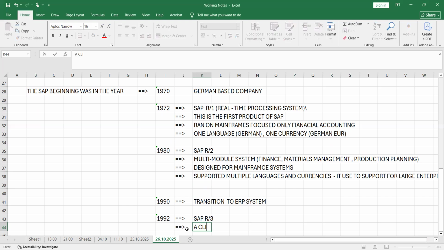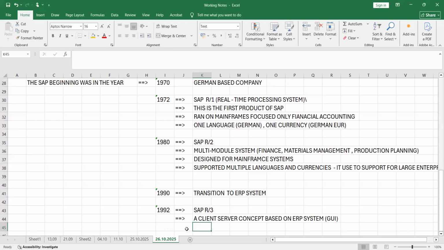So here, a client server concept based ERP system. For the first time they came up with the GUI, the graphical user interface, not a terminal. Terminal is different from GUI. I'll tell you the difference between terminal based and GUI based.